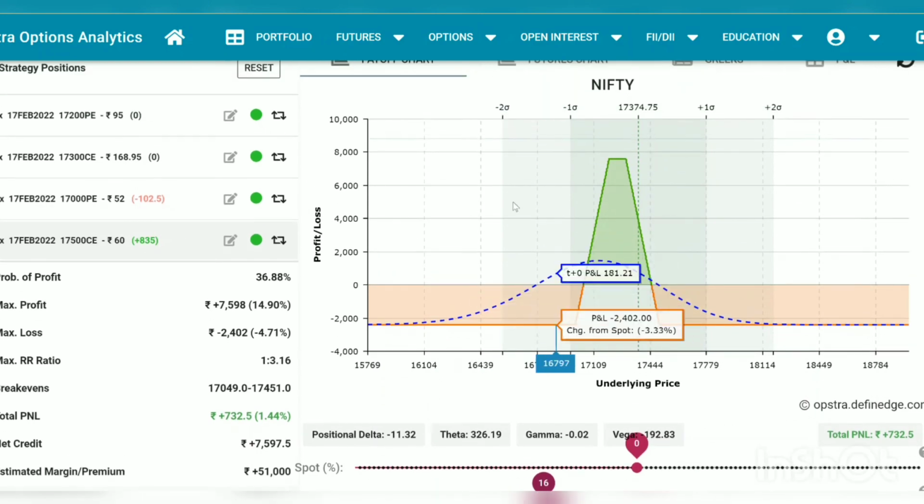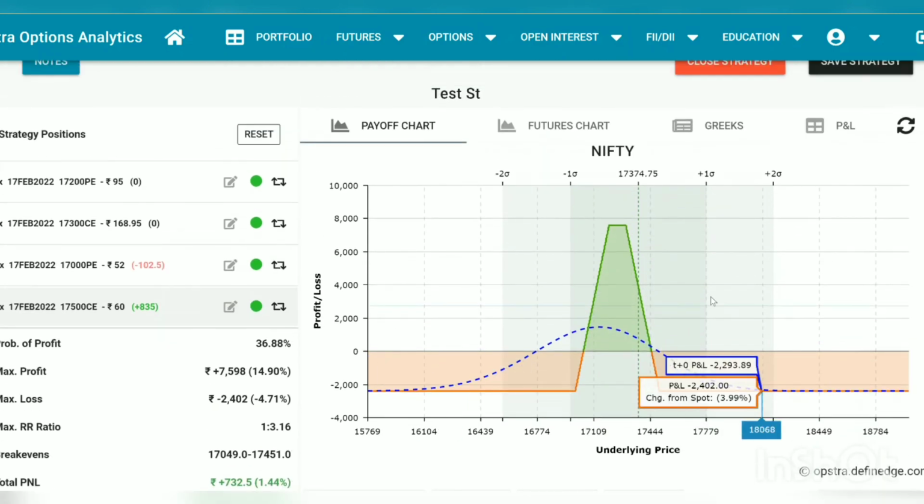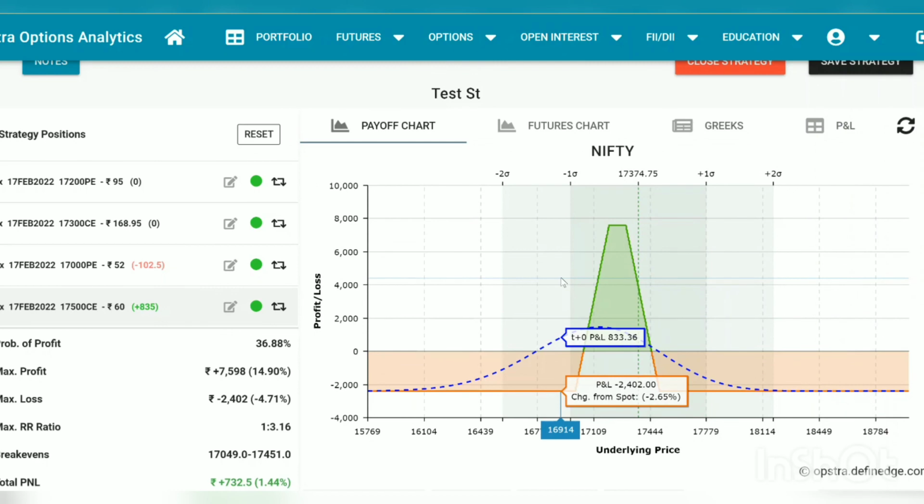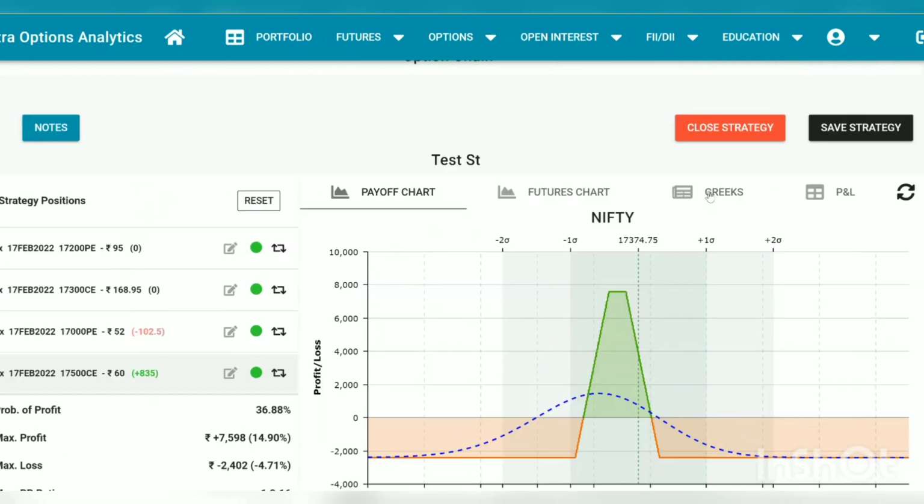So the basic thing that I wanted to tell is how we can use this Opstra site. You can make use of this save strategy, and you can paper trade also in this particular case. And that's how we can use it. If you have any questions, do let me know in the comments, and thanks for watching.